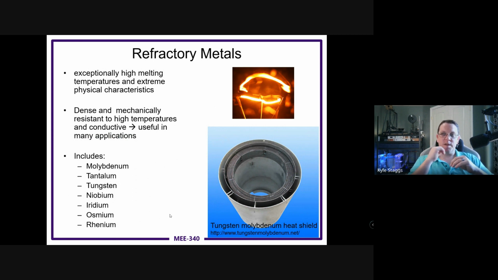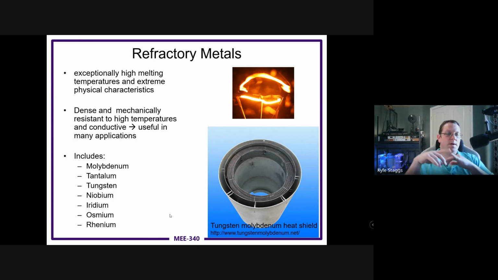Tungsten molybdenum heat shield would be very, very effective one, come to think of it. So that's a really good example. These are tantalum. That was the other one that I was trying to remember. Tantalum, tungsten, niobium, iridium, osmium, and rhenium. All are some of the examples of these. So they're resistant to high temperature.